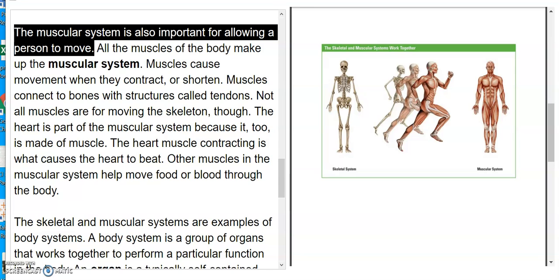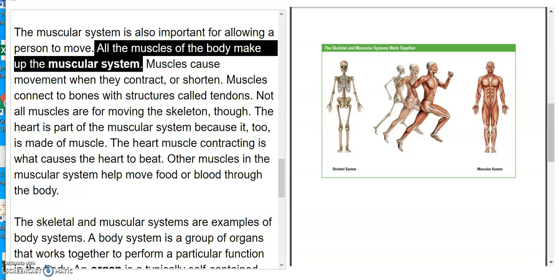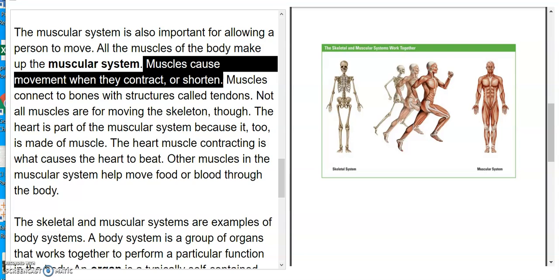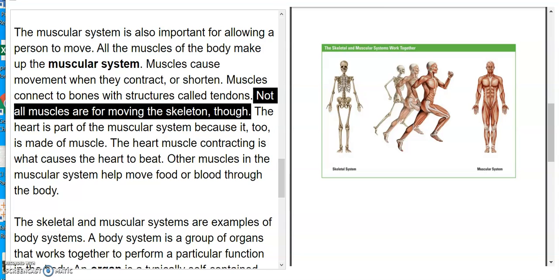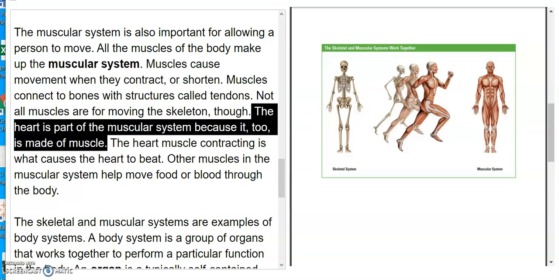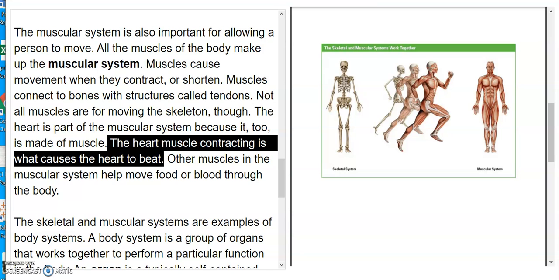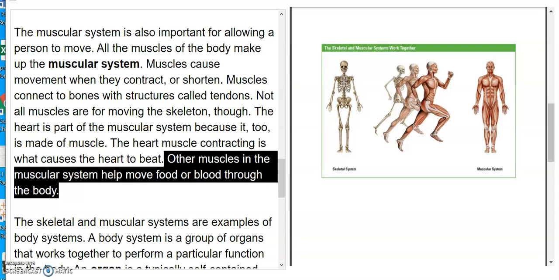The muscular system is also important for allowing a person to move. All the muscles of the body make up the muscular system. Muscles cause movement when they contract or shorten. Muscles connect to bones with structures called tendons. Not all muscles are for moving the skeleton, though. The heart is part of the muscular system because it too is made of muscle. The heart muscle contracting is what causes the heart to beat. Other muscles in the muscular system help move food or blood through the body.